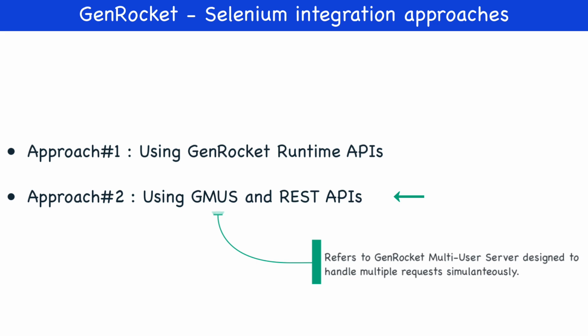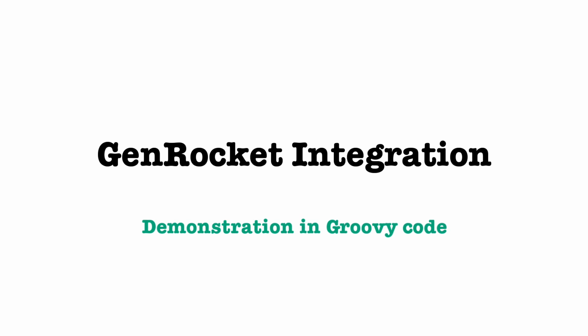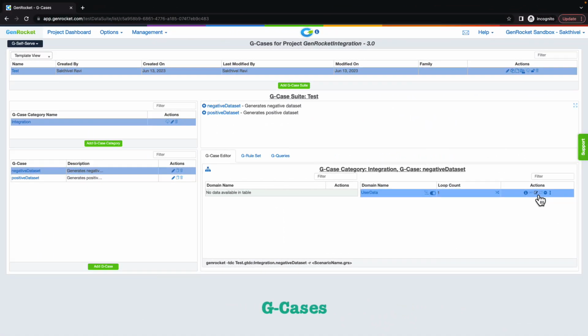and generate data simultaneously. For ease of understanding and a clean view, we would be using Groovy as the coding language to demonstrate the integration. However, in the end, we would show the same piece of code in Java as well. Remember, we have designed 2 G-cases in our GenRocket project. The first G-case, called negative dataset, generates the invalid dataset for SSN and birth date, whereas our second G-case, called positive dataset, generates the positive data for the happy path scenarios.